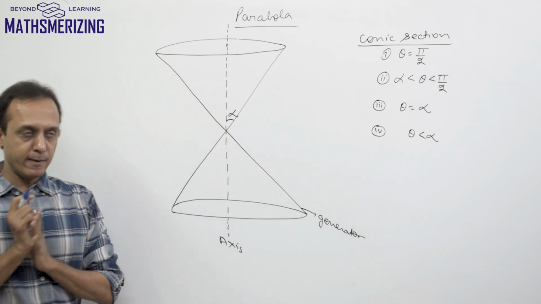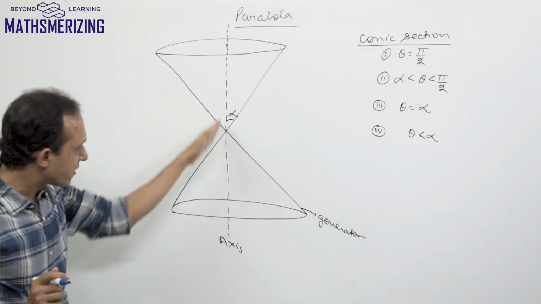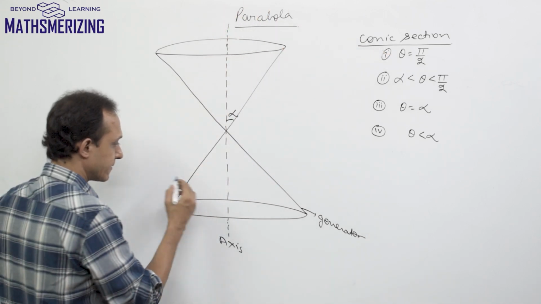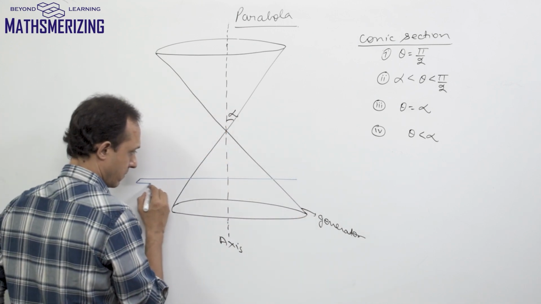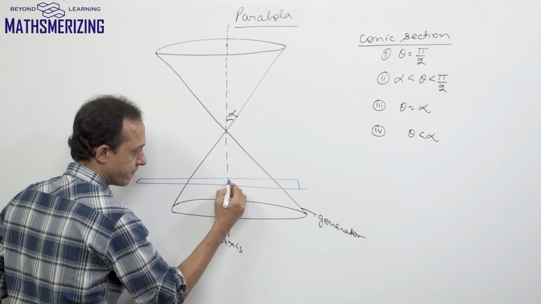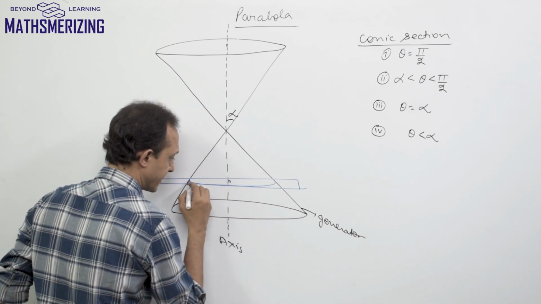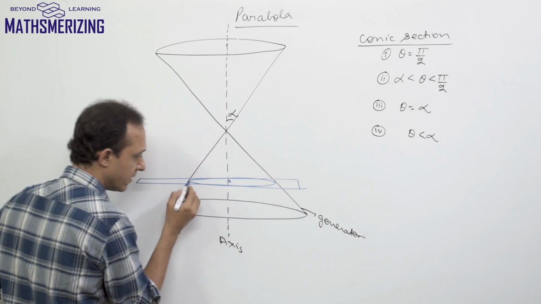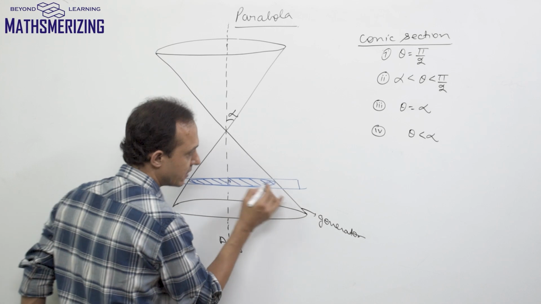So if I take a plane which makes an angle of 90 degrees with the axis of this cone, so suppose I take this plane which is perpendicular to this axis. Now in this case, the section of this intersection will be a circle. So in this case, we'll end up getting a circle.